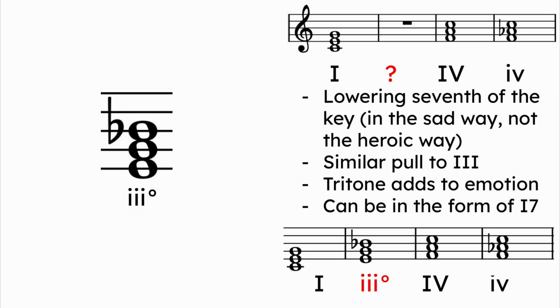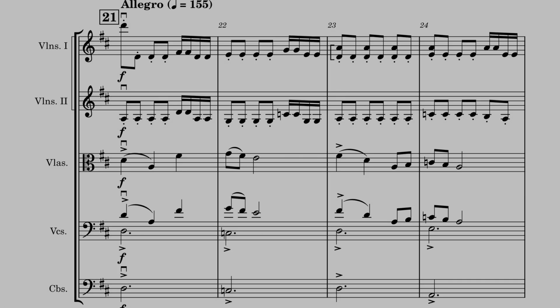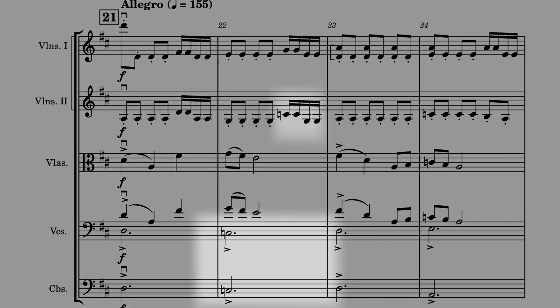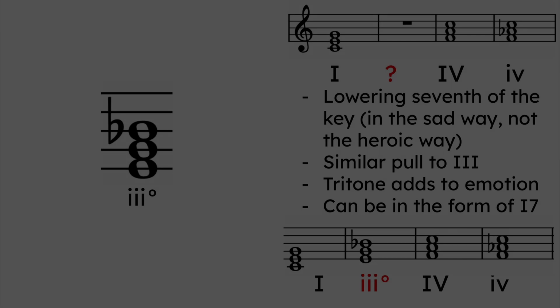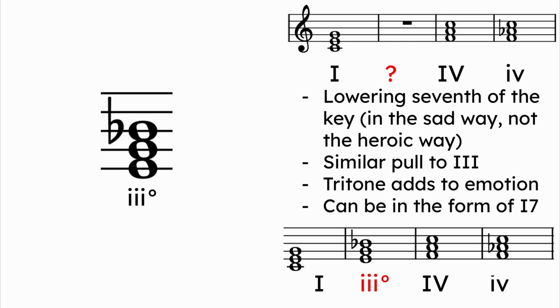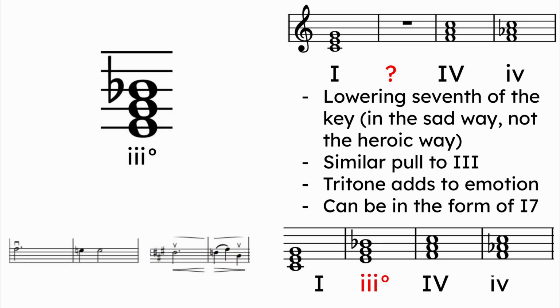And finally, my favorite is the diminished 3, made by lowering the 7th of the major key. It's interesting, sometimes lowering the 7th sounds heroic and triumphant, and sometimes it sounds nostalgic, like we intend here. It also has this similar pull to the major 3, but its dissonance from the tritone adds so much to the emotion of the music. This is the chord that you see me using in the excerpt from the beginning of the video.